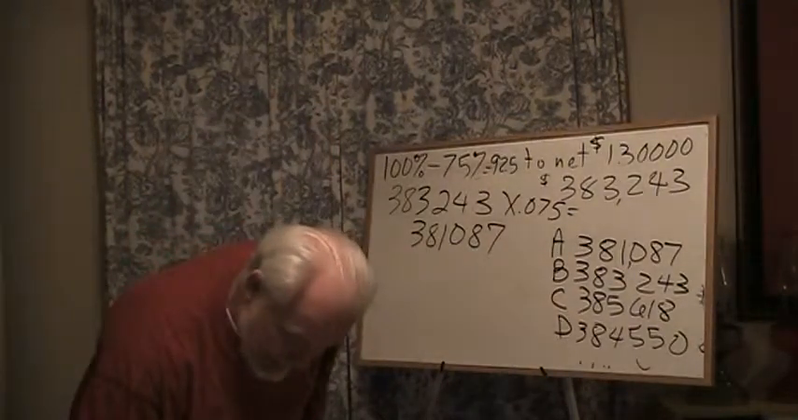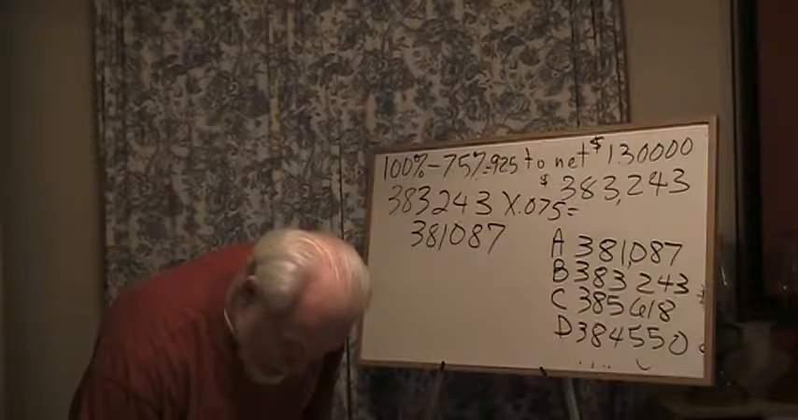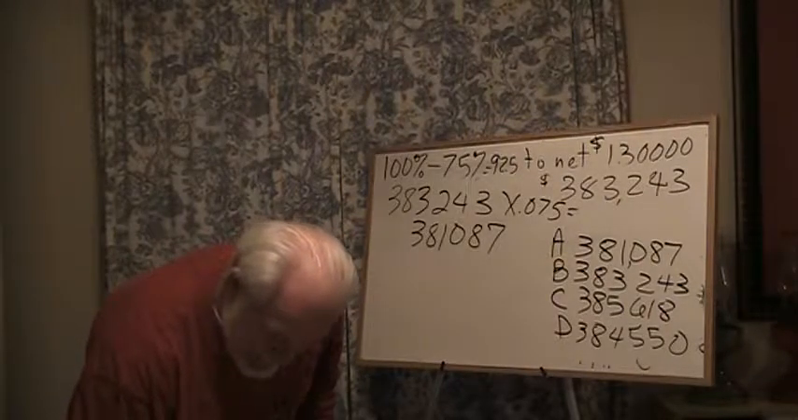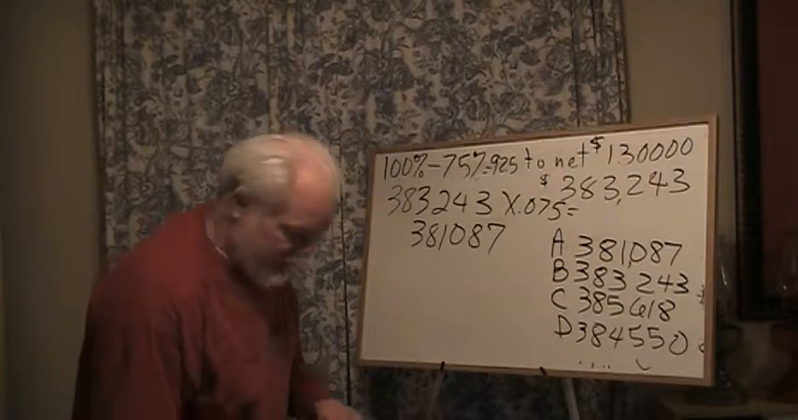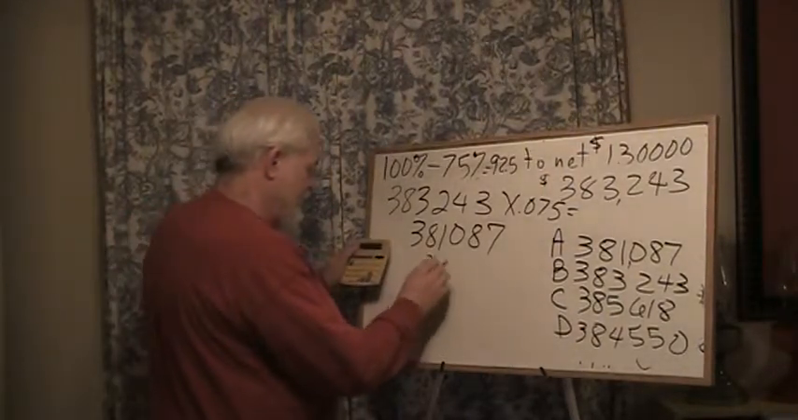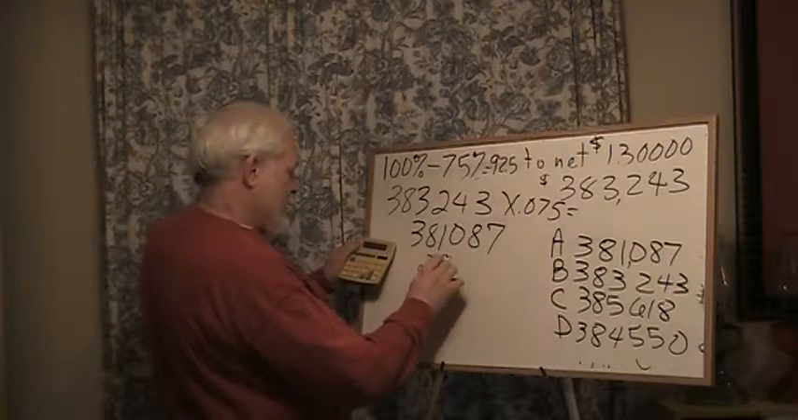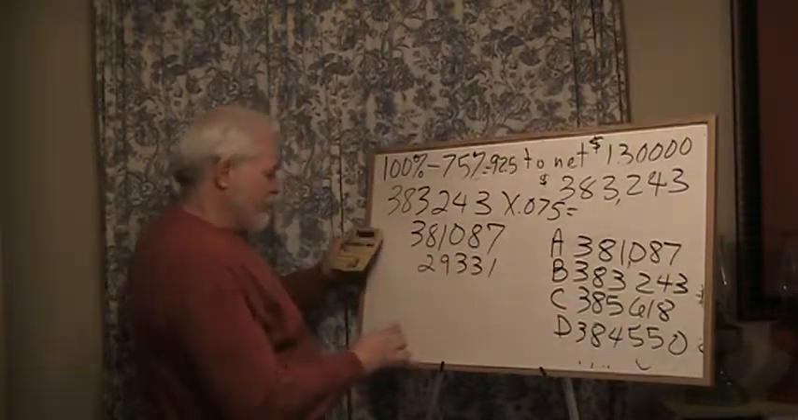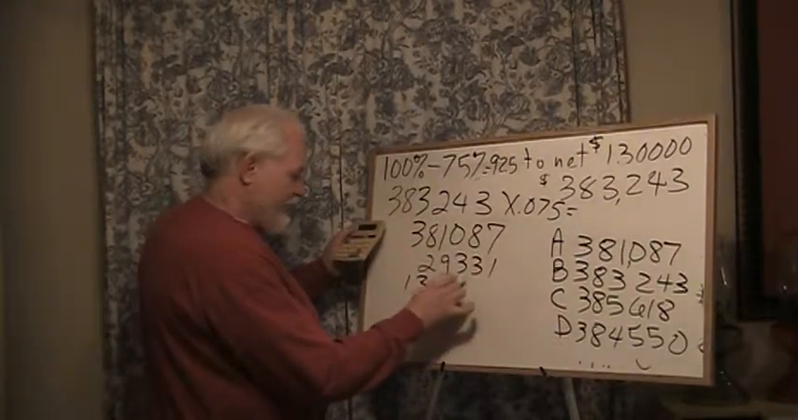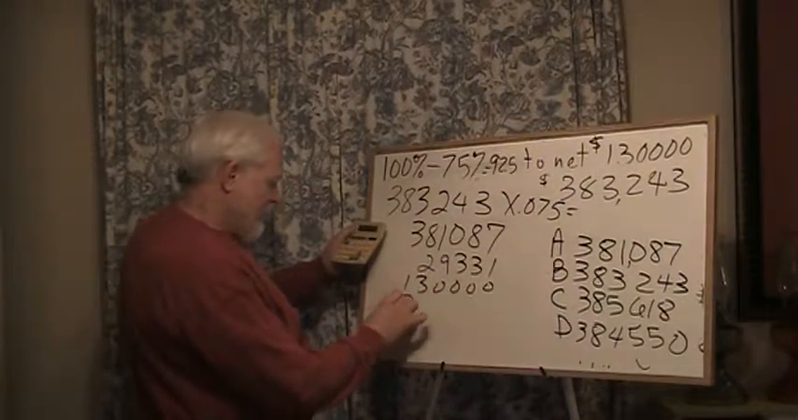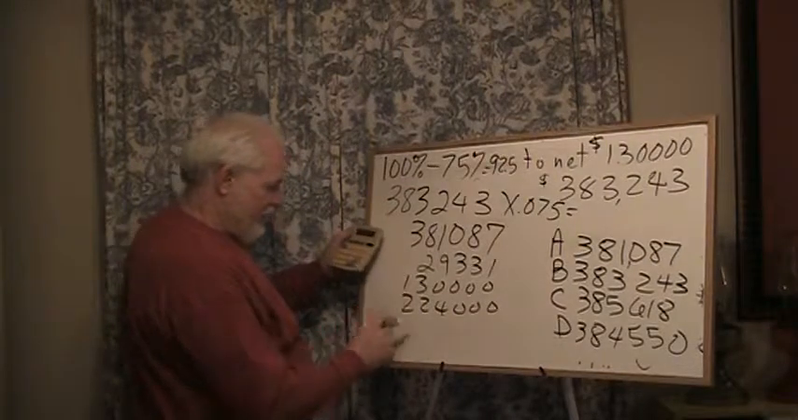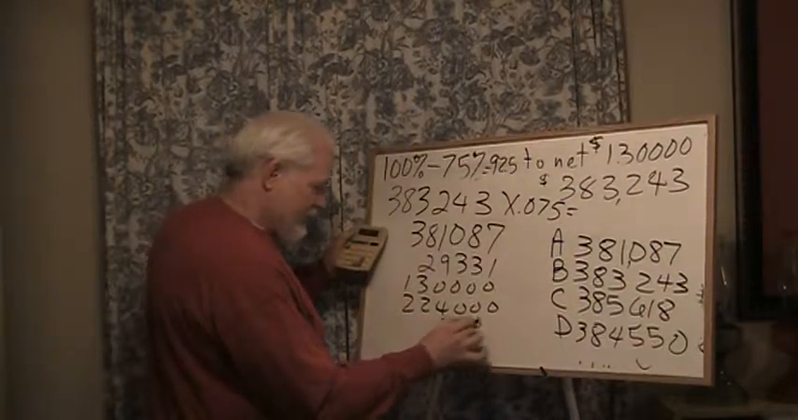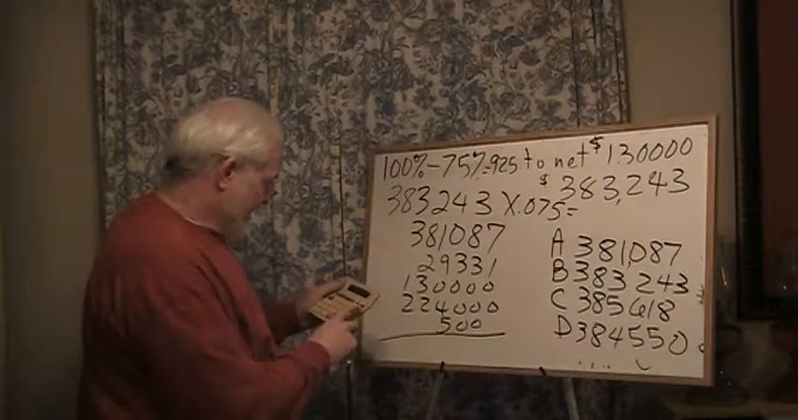381,087 times 0.075. All right, our commission is going to be $29,331 and some change. We got to get $130,000 for the bank. We got to get $224,000 for the seller, for the bank, and for the closing cost. All right, let's subtract all that out.